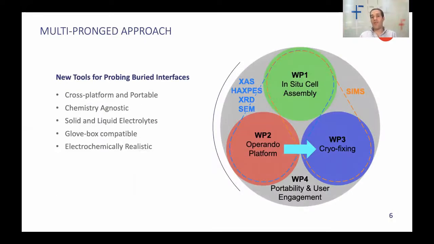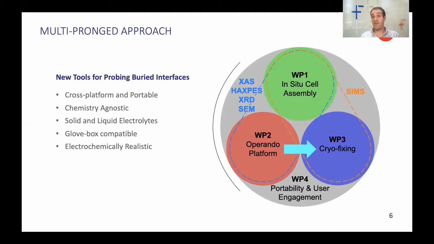So in this project, we want to move beyond this ex situ approach by developing a number of new tools. And we want these tools to work across a wide range of different measurement platforms. I already mentioned XPS and SIMS, but we might also want to use them in SEM, XRD, etc. And we want those capabilities to be relatively agnostic to chemistry, so we can look at various different battery chemistries, probe both solid and liquid electrolytes. And we want all of this to be compatible with existing infrastructure so that we can use these with existing glove box capabilities.